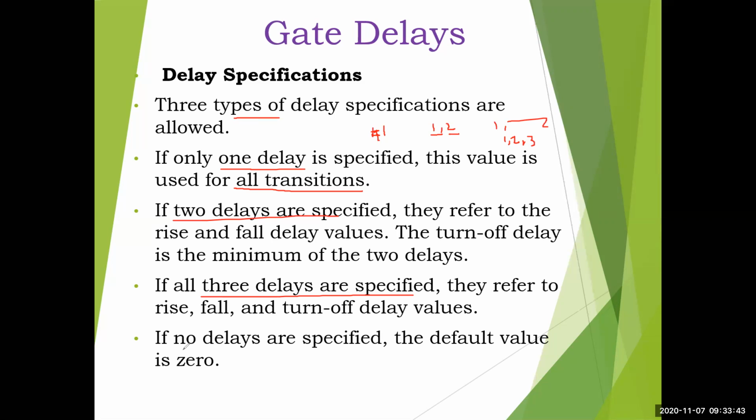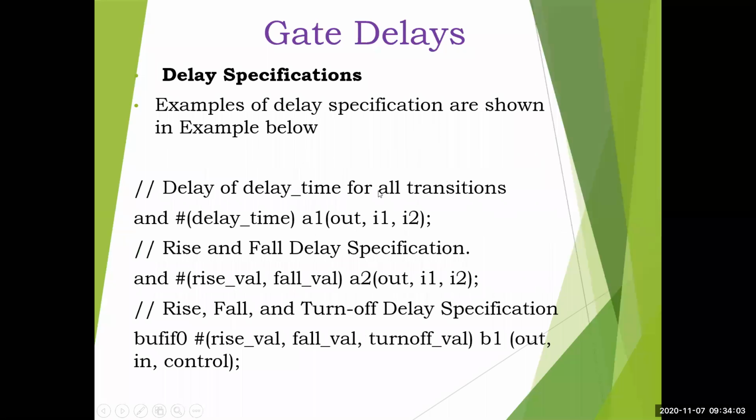If no delays are specified, the default value is 0. That is what we have seen in the first part of this gate level modeling. We have not specified delay at all, so it means 0, so no delay in the circuit. We will see the syntax of this, how we represent that, and how we give the example.